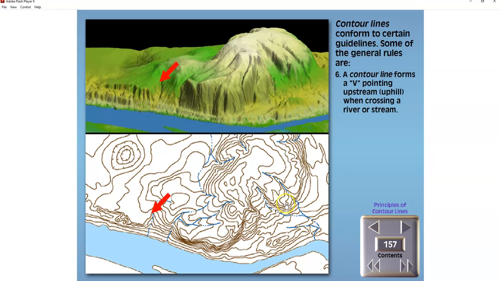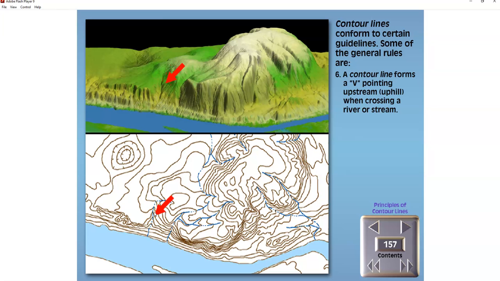6. A contour line forms a V pointing upstream when crossing a river or stream. So that's an extremely important rule. So if you can see down in this picture here, you've got a blue line to show a river, and then these contour lines all make a V shape when they cross the river. The V's point uphill or upstream. So this river would be flowing, they'll ask that question, and I put it on some assignments this week. It'll say, what direction is the river flowing?